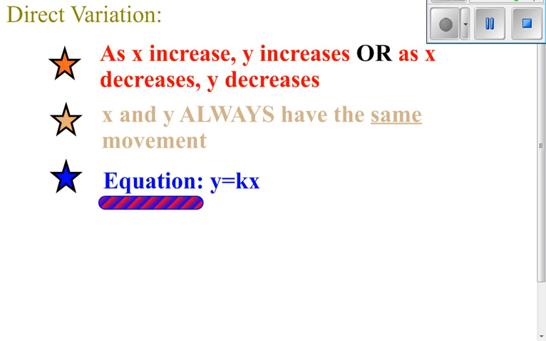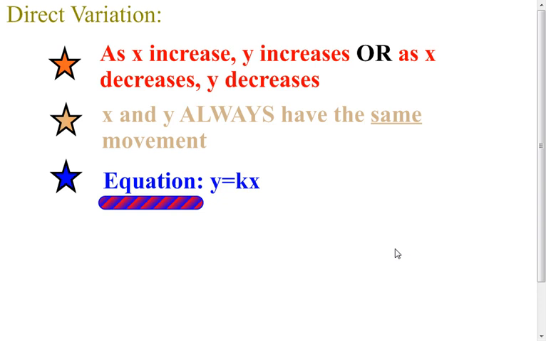Okay, in this lesson we will be looking at direct variation. Direct variation is when you're looking at how two quantities change in relationship to one another. With direct variation, as one variable changes, the other variable changes in the same way. So they either both increase or they both decrease.